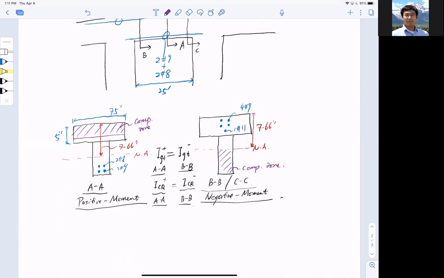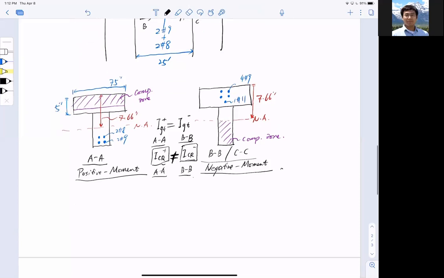And the top portion of the concrete will be gone, okay? So in terms of computing ICR, the cracking moment, you notice immediately that AA, which is the middle span, if I call it ICR positive, and ICR negative, which is for BB at the ends, they're not the same. You should know that at the get-go.